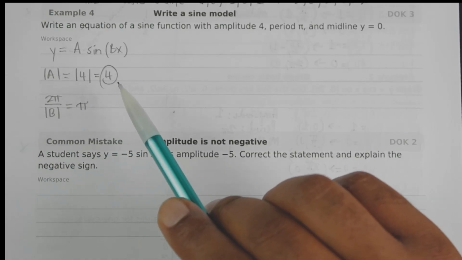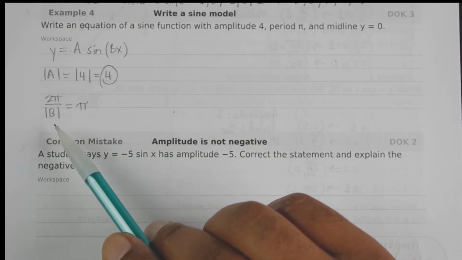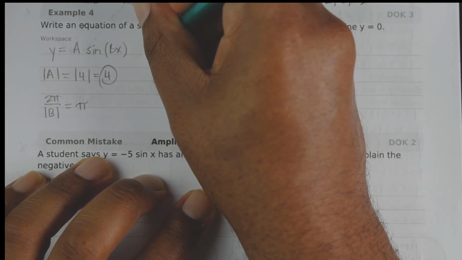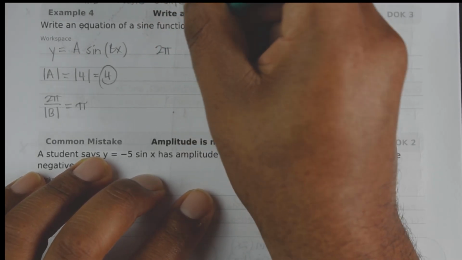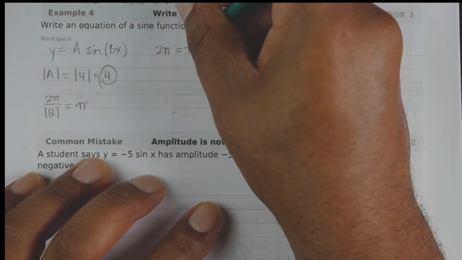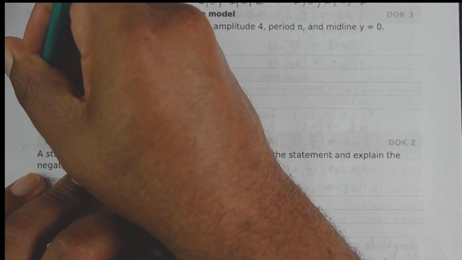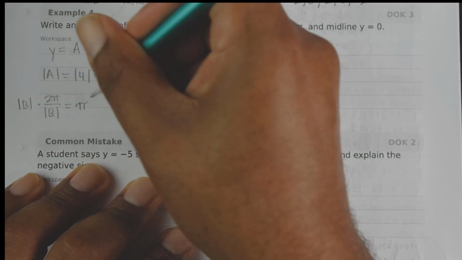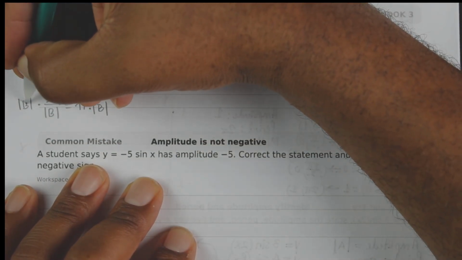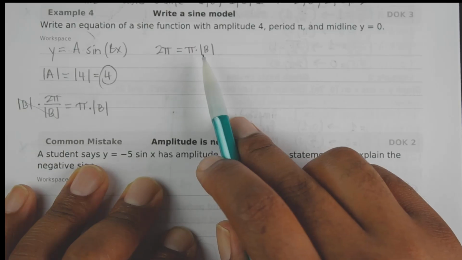So what we need to do here is solve for b. How do we do that? This is the way we would do it. We would say 2 pi is equal to pi times the absolute value of b. What I did down here was I basically took the absolute value and multiplied it to both sides, and so this would simplify. So 2 pi equals pi times the absolute value of b.